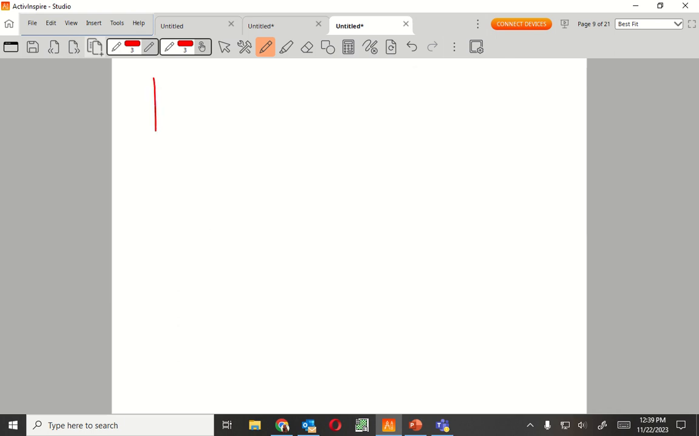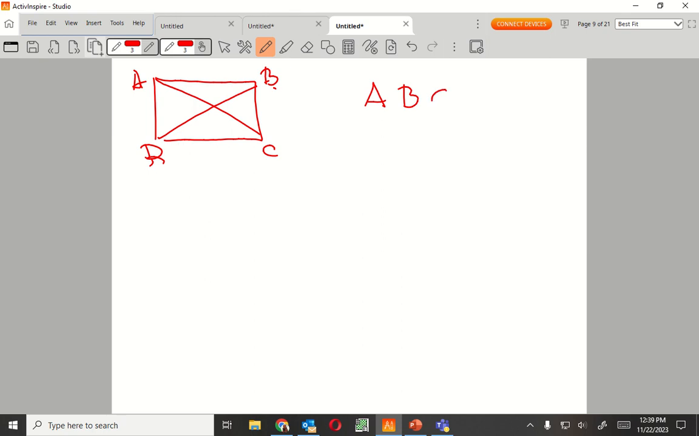So we have A, B, C, D. We're going to start with A, and then we're going to go to B, and then C, and then D, and then back to A. So this is a circuit because this is going to go all the way back to the end, where I started. Now, this is super important to actually pay attention.